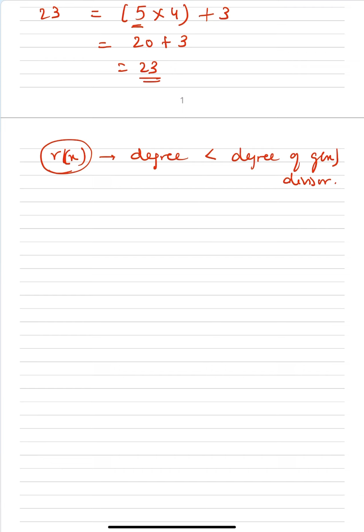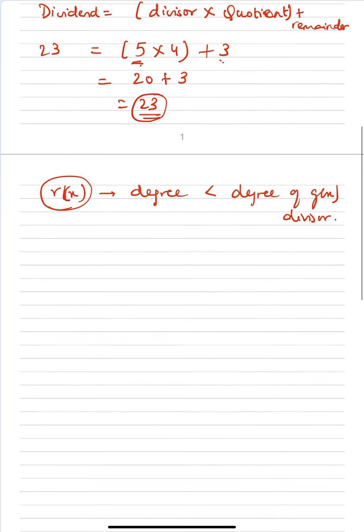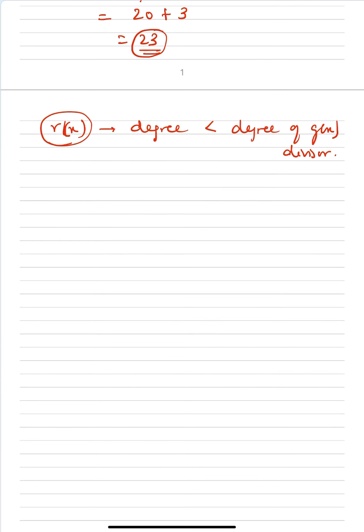That means I can say this in our example: 23 is the dividend, the divisor is 5, and the remainder is 3. Then 3 should be less than 5. That is, the degree of the remainder should be less than the degree of the divisor.